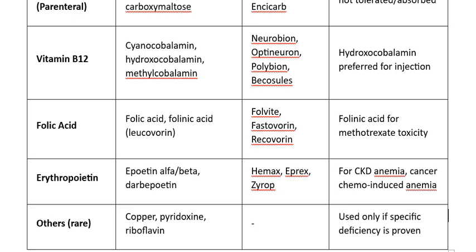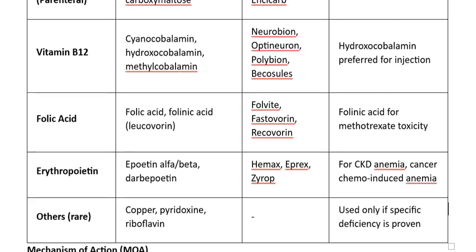Right. And those rarer others like copper and pyridoxine. Again, just to reiterate, they're mentioned, but it's important to remember they are only used when a specific deficiency is confirmed. You wouldn't just grab these off the shelf for a general anemia. Okay. So knowing this list of players and their common forms really helps demystify prescriptions in clinical discussion. Absolutely. It gives you the vocabulary to understand what's being prescribed and why.